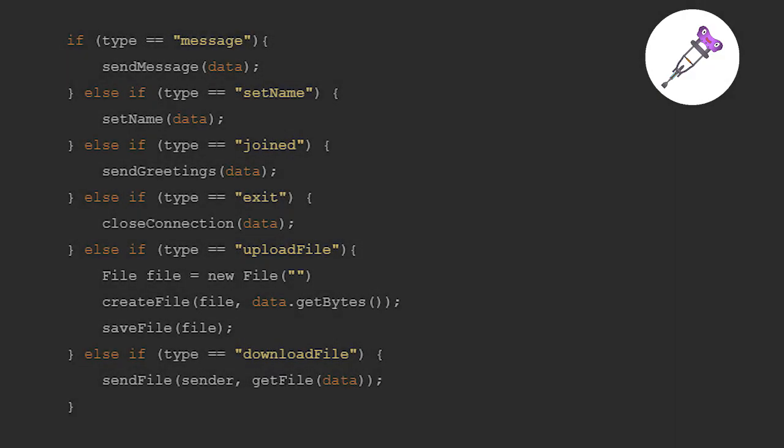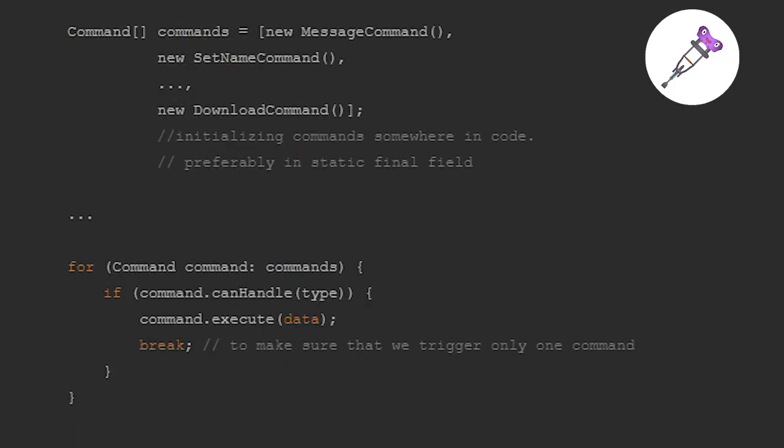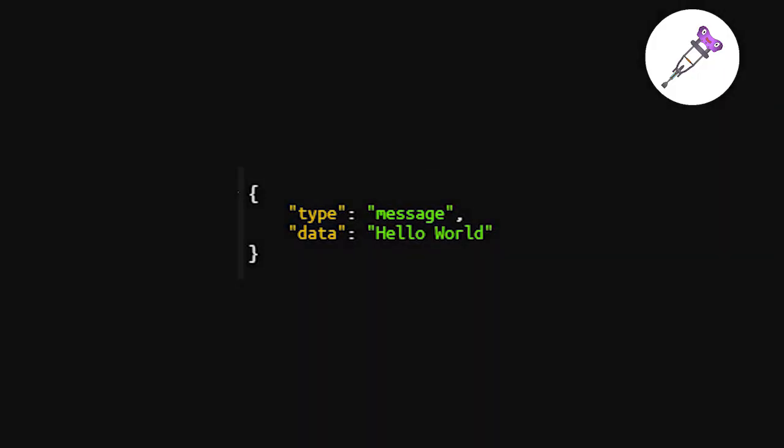Now, if we start scaling our system and add more command types, we'll get a huge if statement. To solve it, we can use a pattern called command, which turns this if into a loop. We can also change our typization from strings to enums, which will make it more stable, because now we are storing a list of all possible types of commands in one place. But there is still a huge issue with this protocol.